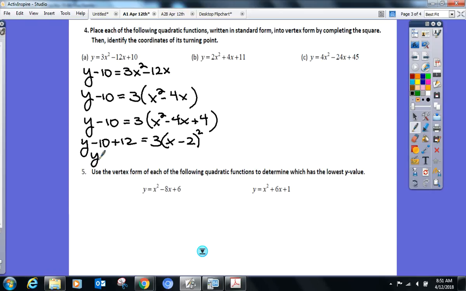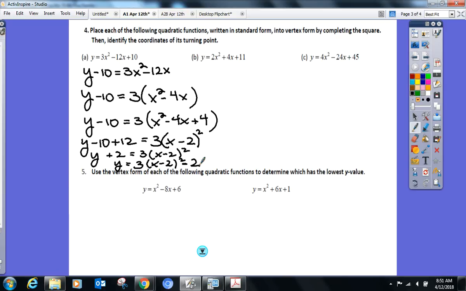Clean this up over here. This will be plus 2. Almost in vertex form. What do I need to do to finish this off? Move the 2 over. So now you'll just have an A value there that's not 1. So 3 times x minus 2 squared minus 2.